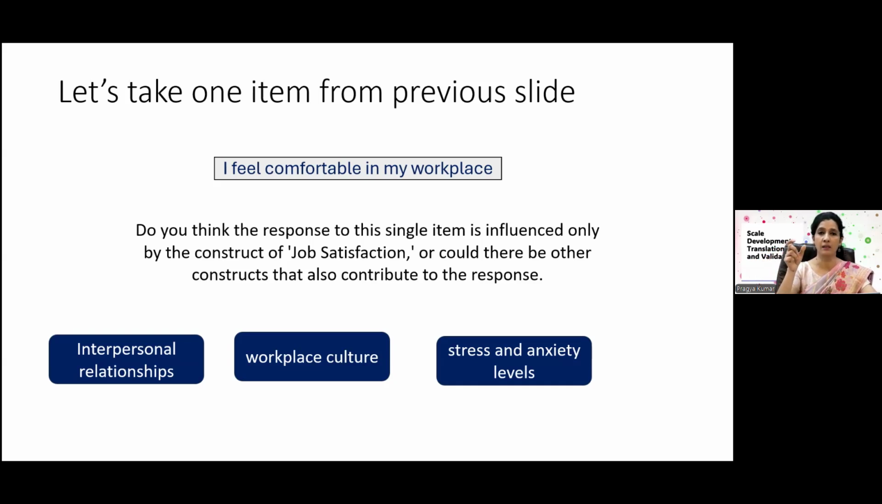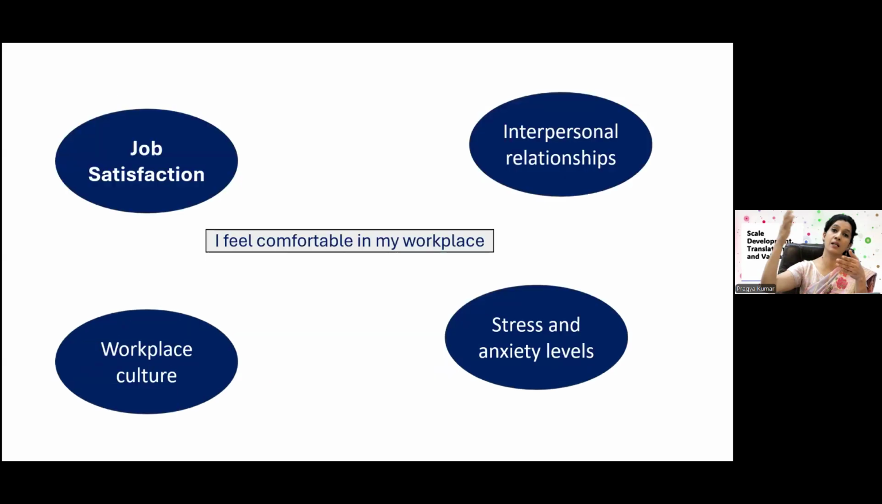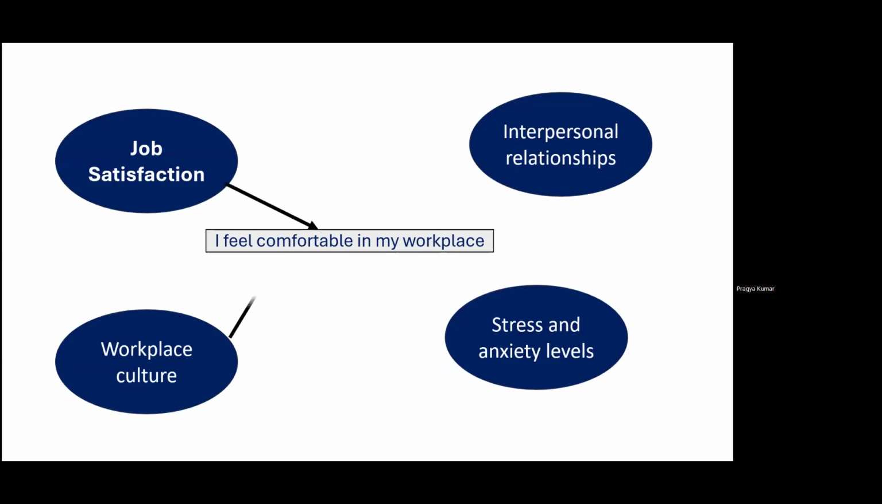Any domain like job satisfaction is a very broad domain, and it has some subdomains also. The items which you select can be affected by other constructs. So the item I feel comfortable in my workplace might get affected by job satisfaction, by workplace culture, by interpersonal relationship, and by stress and anxiety level. All four factors might affect this item.